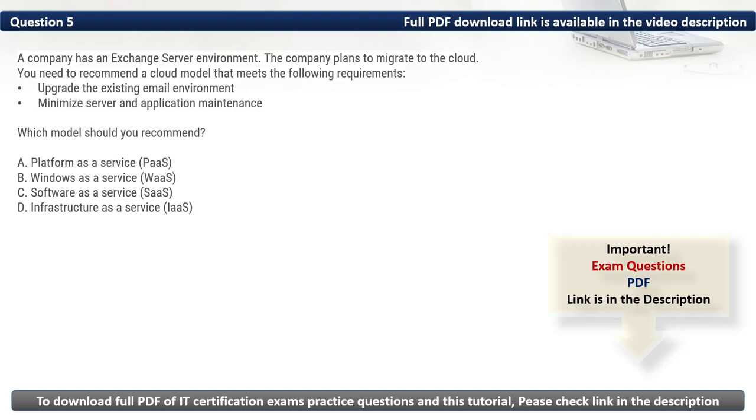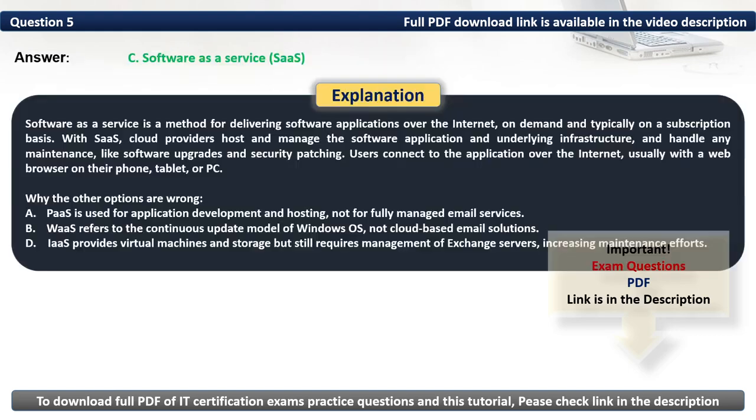It is used for application development and hosting, not for fully managed email services. Then we have B, Windows as a service. It refers to the continuous update model of Windows OS, not cloud based email solutions. Then we have D, infrastructure as a service. It provides virtual machines and storage, but still requires management of Exchange servers, increasing maintenance efforts. As such, we should recommend software as a service model. Thus, the correct option is C.